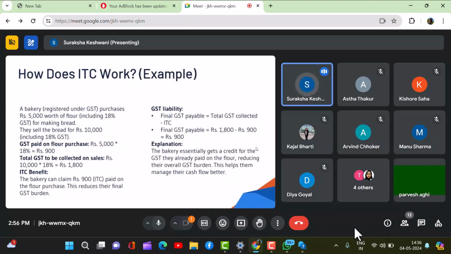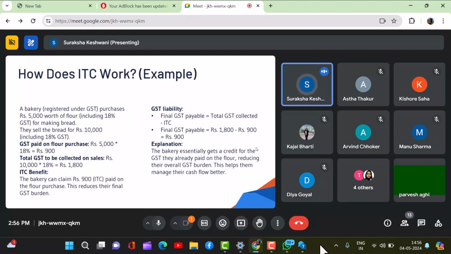Let's take the example of a bakery which is registered under GST, and it purchased flour worth 5,000 rupees, including 18% GST, and then they sold bread made using that flour for 10,000 rupees, including 18% GST. So now we have two numbers here, 5,000 and 10,000. 5,000 will be our inward supply, the supply for the bakery, and 10,000 will be the outward supply on which we can offset the GST.